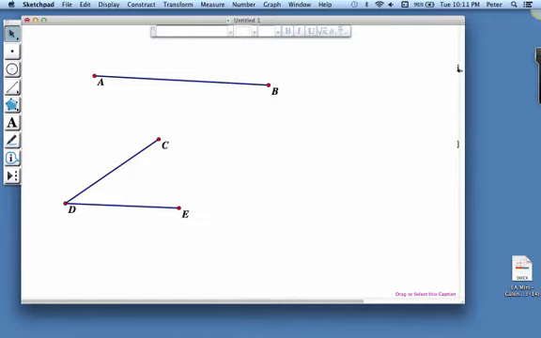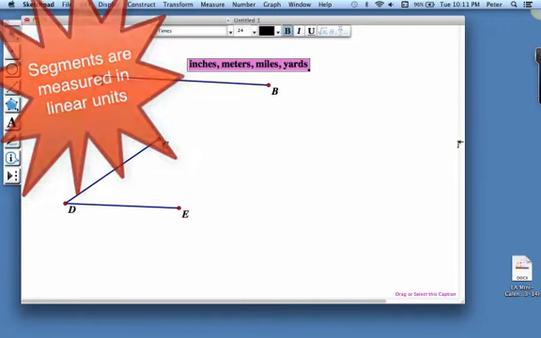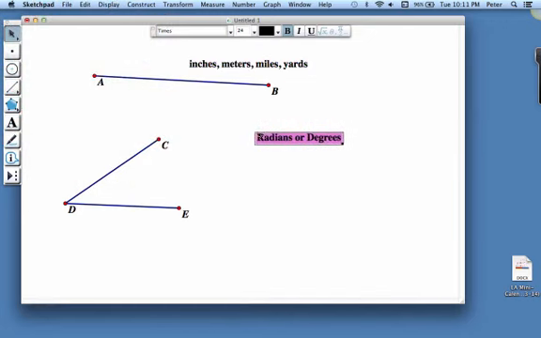Straight objects, like segments, are measured using rulers. Rulers can be graded in inches, meters, miles, yards, any type of linear distance. You can't measure lines or rays because they're infinite. Angles, on the other hand, are measured in radians or degrees.